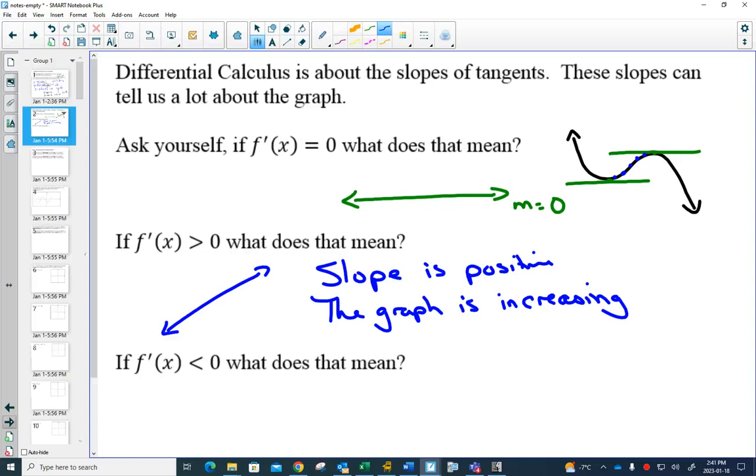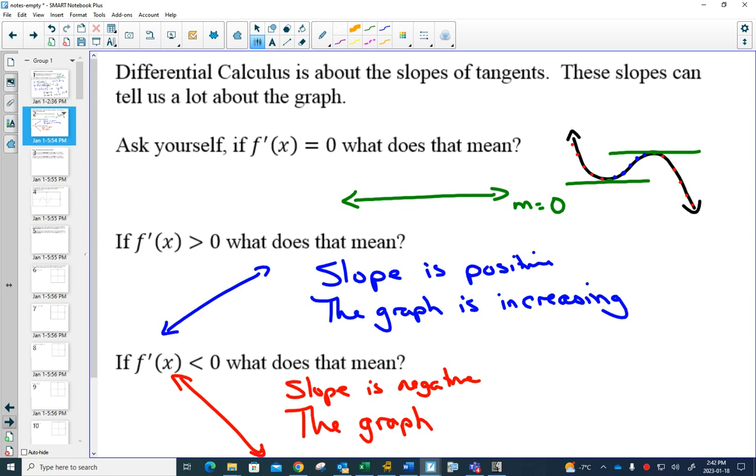And if our slopes are negative, and I look anywhere on our graph where I can draw tangents with a negative slope, can you see where I put those red dots? That the graph is going down from left to right. So we would say the graph is decreasing.